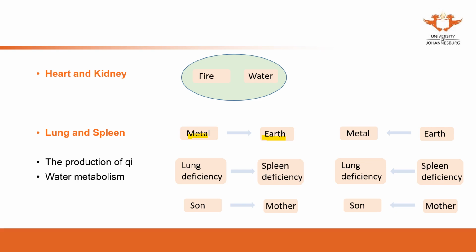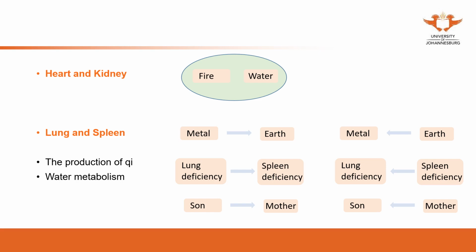These two are in the relationship of mother and son. So the earth is the mother of the metal. When lung deficiency, after a long time, results in spleen deficiency, we call it the son element's problem affecting the mother element. On the other side, if the earth affects the metal, which is spleen deficiency affecting lung deficiency, it is because the mother element affects the son element.